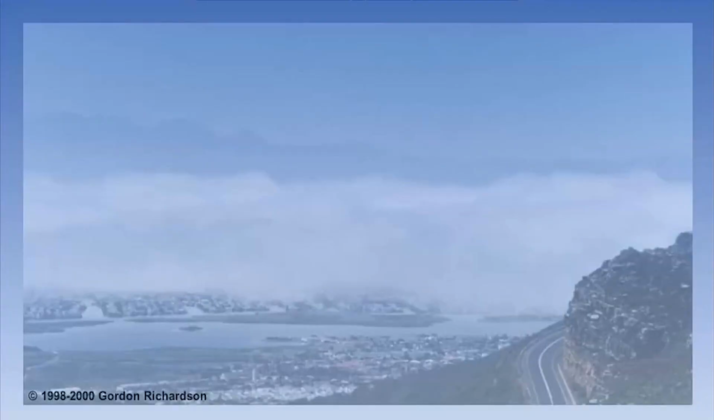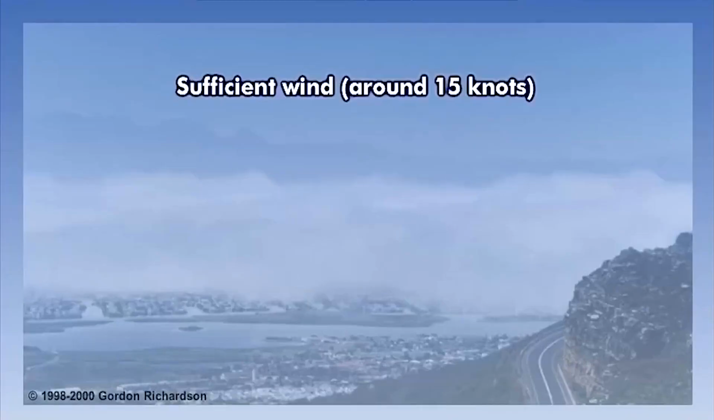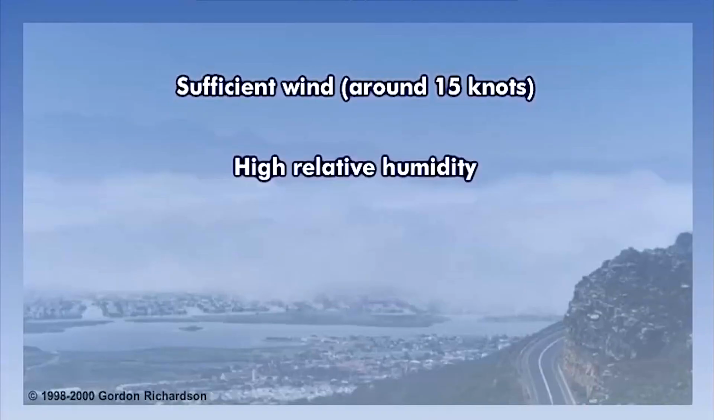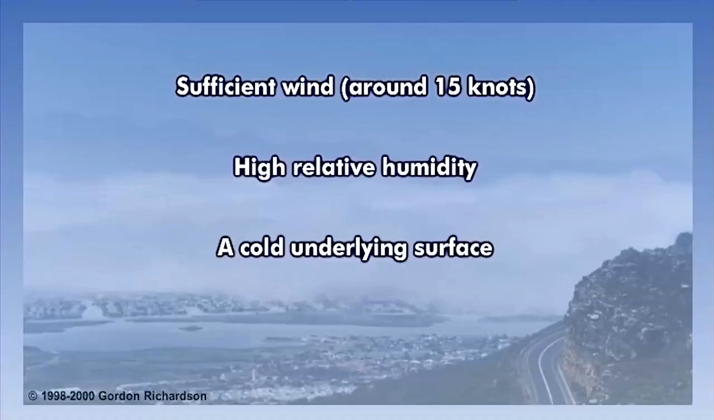Conditions necessary for the formation of advection fog are sufficient wind speed to move the air, around 15 knots is typical, a high relative humidity, and a cold underlying surface, with a temperature below the dew point of the overriding air. This cools the lowest layers of the air causing saturation.